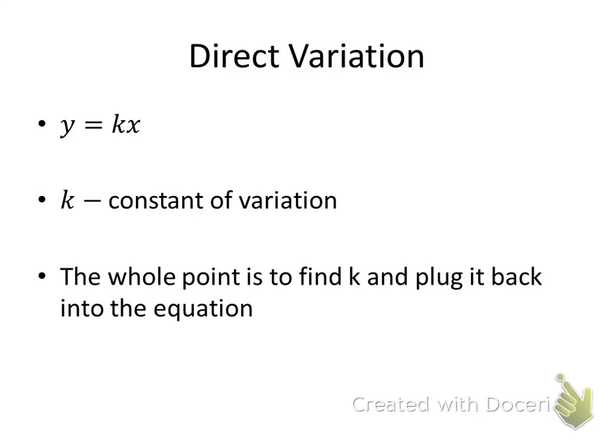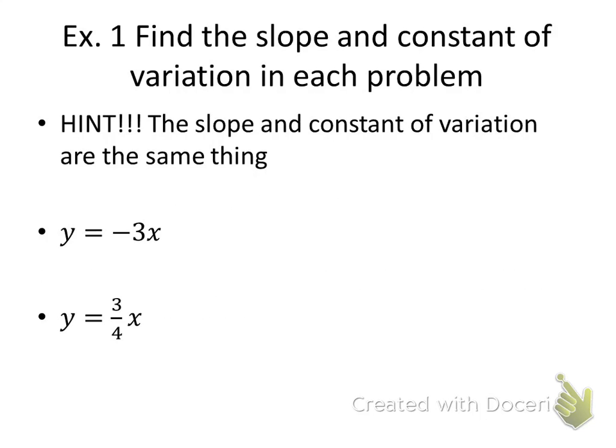So I know if I can find the constant, the part of the equation that never changes, I can plug in any number at all for either X or Y and solve to find the one I'm missing. So the whole point, if you look at this third bullet point right here, is to find K, the constant, and plug it back into our original equation. So that's what we're doing today. We are trying to find K. But before we do all that, let's look at these problems right here.